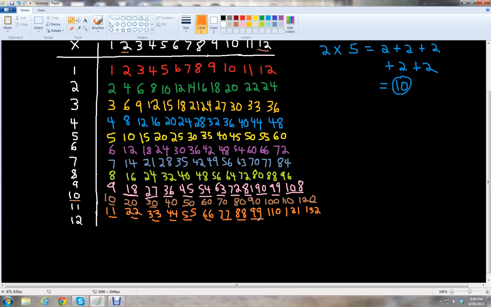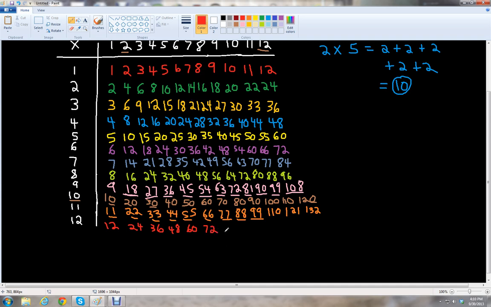And now time for, last but not least, the 12s tables. So let's see how the 12s tables work. So we got 12 times 1, 12. 12 times 2, 24. 12 times 3, 36. 12 times 4, 48. 12 times 5, 60. 12 times 6, 72.